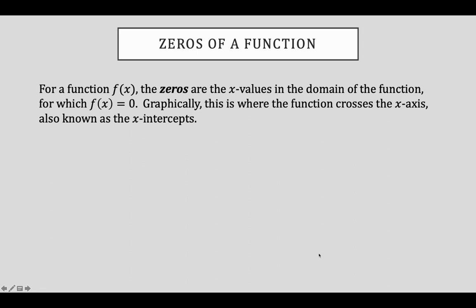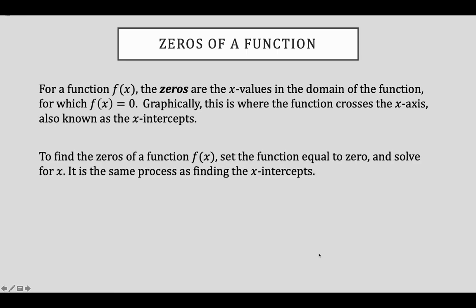Let's talk about finding the zeros of a function. Now, the good news about finding zeros is that you guys actually already know how to do this. Yes, zeros are simply another name for the x-intercepts. For a function f of x, the zeros are the x values in the domain of the function for which f of x is equal to 0. Graphically, this is where the function crosses the x-axis, also known as the x-intercepts.